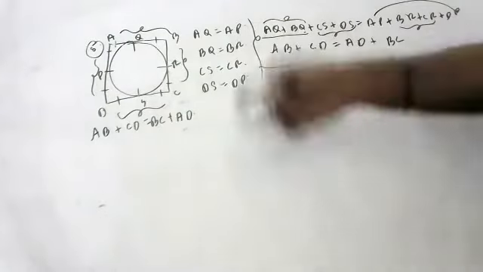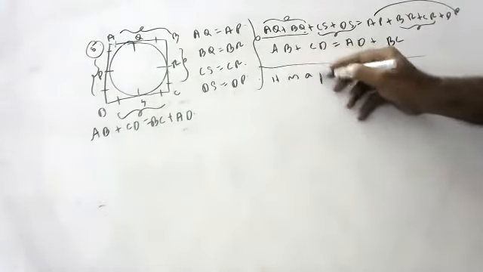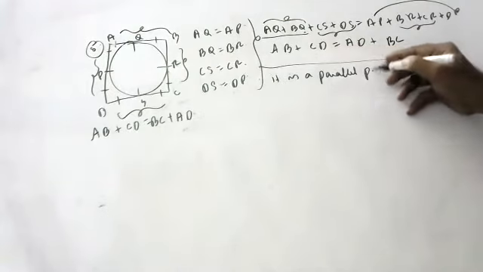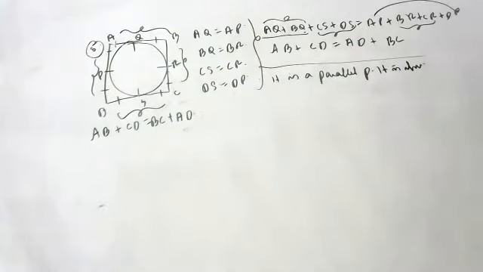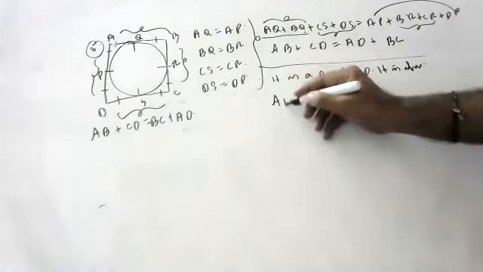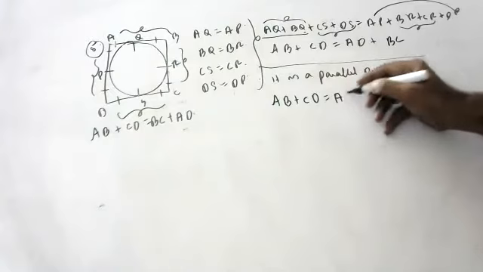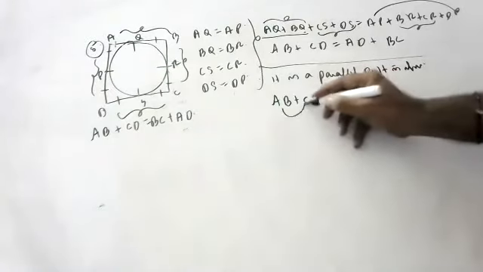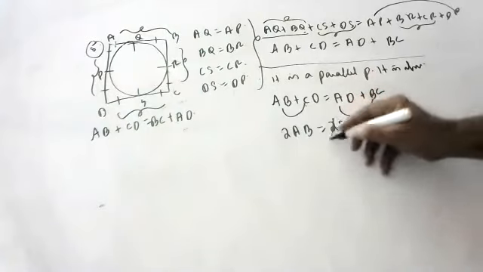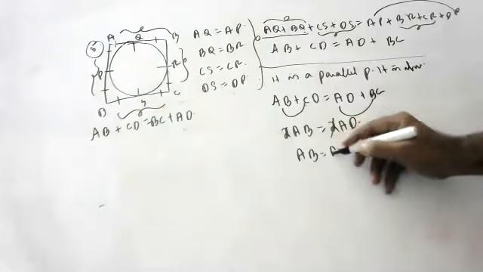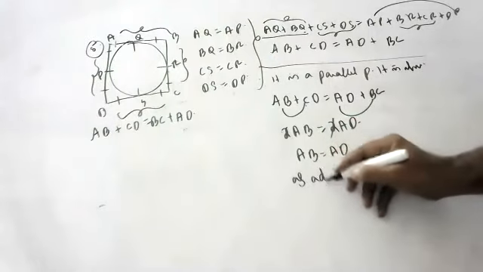Suppose it is a parallelogram. They are asking like this also: if it is a parallelogram, prove it is a rhombus. How do you prove it, children? In a parallelogram, opposite sides are equal. So 2AP is equal to 2AD. Cancel the 2, AB is equal to AD, so now adjacent sides are also equal, so it is a rhombus.